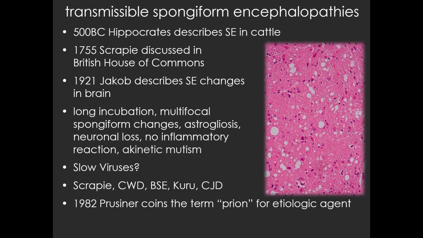At the same time, they were trying to learn what these diseases were, and in 1921, a man by the name of Alphonse Maria Jacob described the spongiform encephalopathy, which he characterized by changes in the brain that happened after a very long incubation time and resulted in multifocal spongiform changes, which is what you're seeing in this picture here, lots of different sponges, astrogliosis, neuronal loss, and very surprisingly to him and anyone else who knows about infectious diseases, there was no inflammatory reaction. So the body's first defense against infection was not brought into play against this spongiform encephalopathy, which again made people think this is probably not infectious.